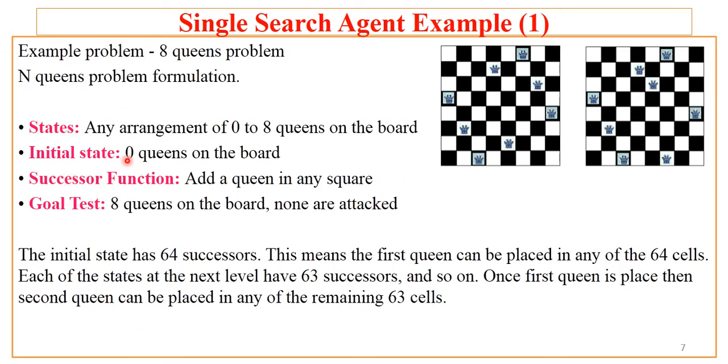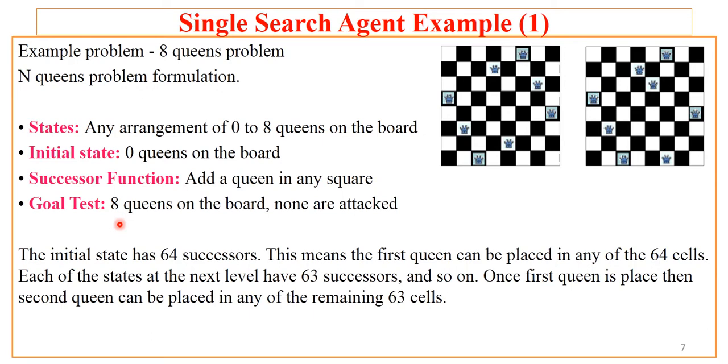Now the initial state: initially this 8 by 8 board will be blank, that means there will be no queen placed on the board. And what is the successor function? The successor function is that you can add a queen in any of these 8 cross 8, 64 squares. Now what is the goal? The goal is to place all the queens on the board, but none of them attack either vertically, horizontally, or diagonally.